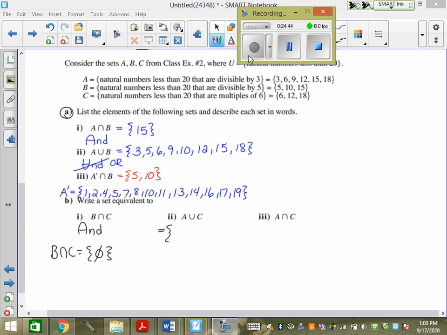A or C. What's in A or in C? 3, 6, 9, 12, 13, 14, 15, 18. What's in A and in C? 6 and 12? 6, 12, and 18.